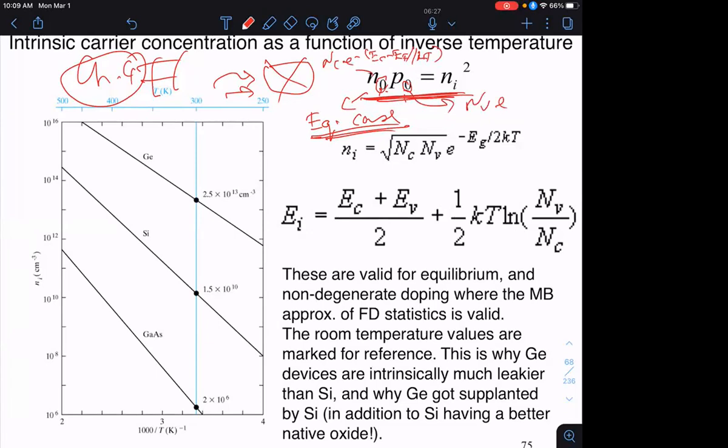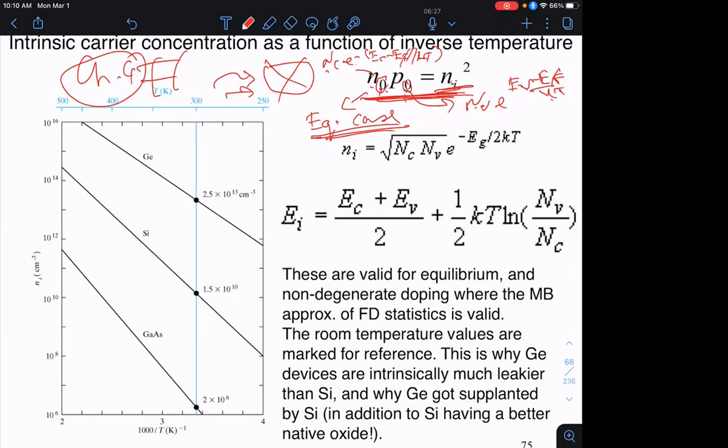You change the sign, EV minus EF over KT. We proved that in a previous slide. Okay. Then you take the product N naught P naught. Well, one expression was product equals Ni squared, or in terms of NC and NV, you can write Ni squared equal to, on the left-hand side, you take the products, you get NC times NV, e to the power minus EC minus EV over KT. The EF terms will cancel out, okay?